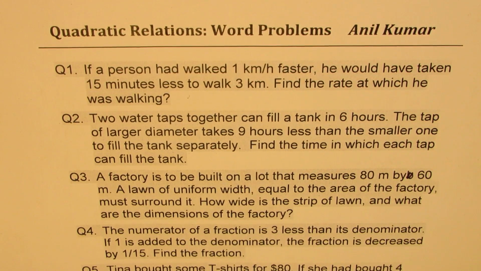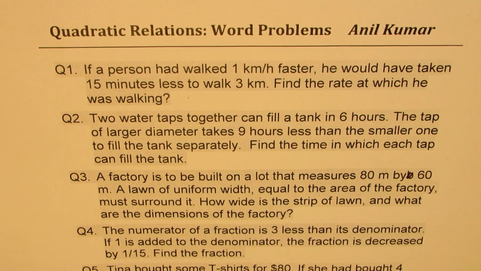Question 2. 2 water taps together can fill a tank in 6 hours. The tap of larger diameter takes 9 hours less than the smaller one to fill the tank separately. Find the time in which each tap can fill the tank.